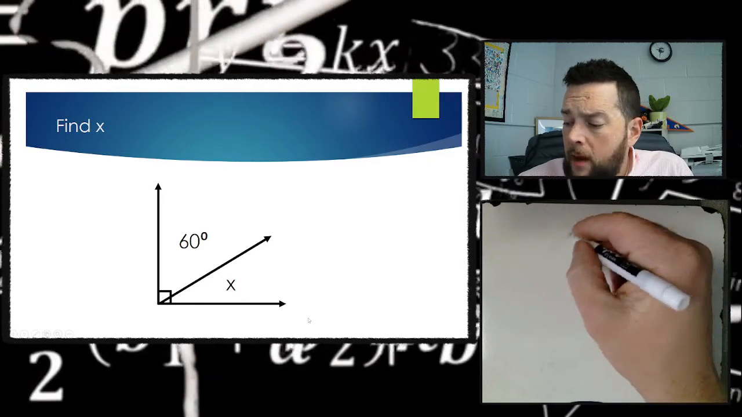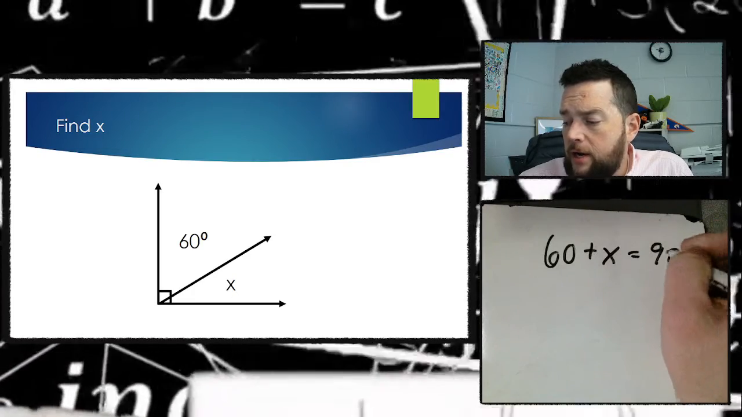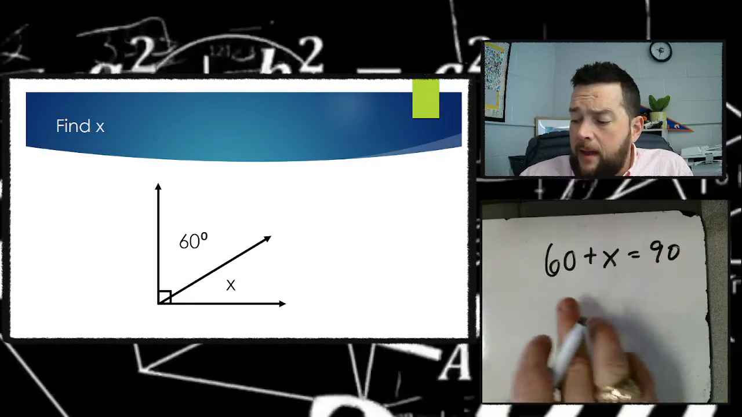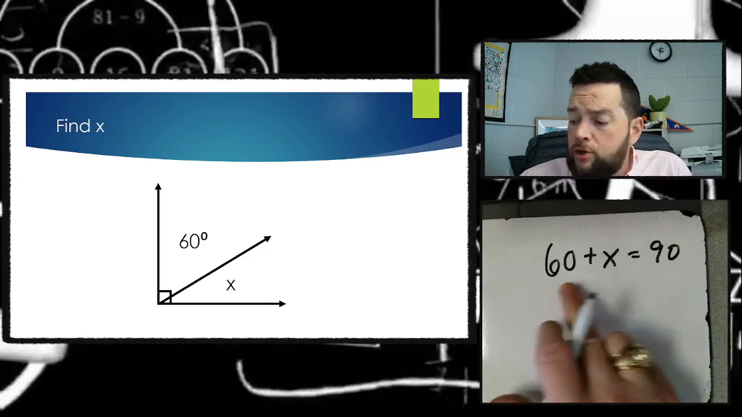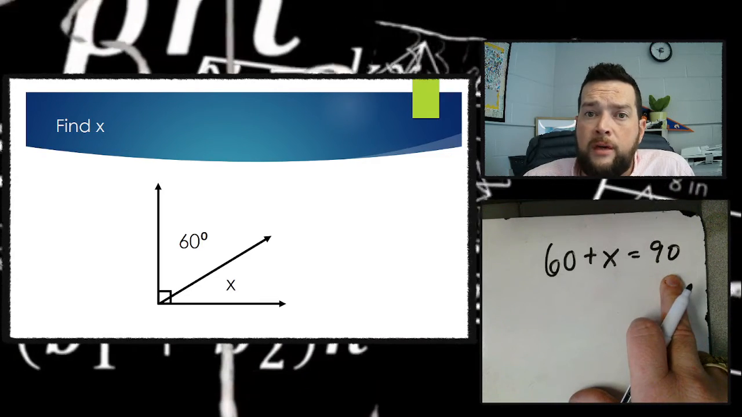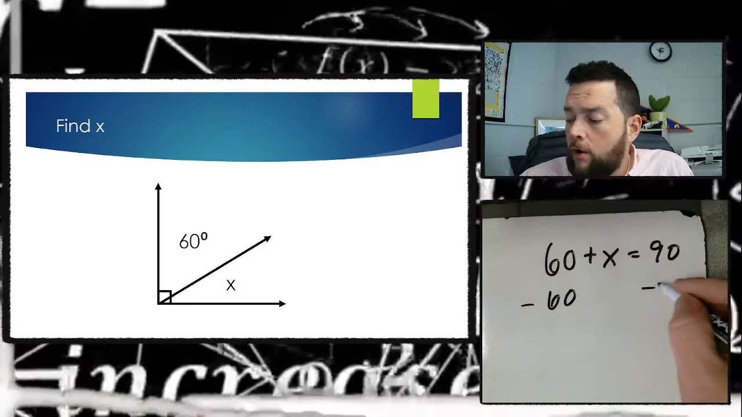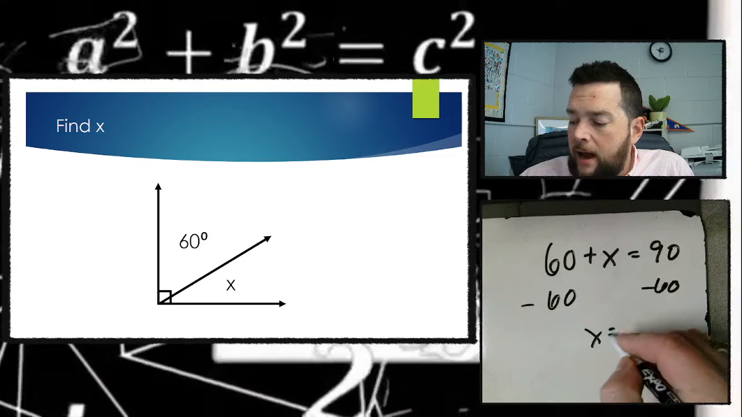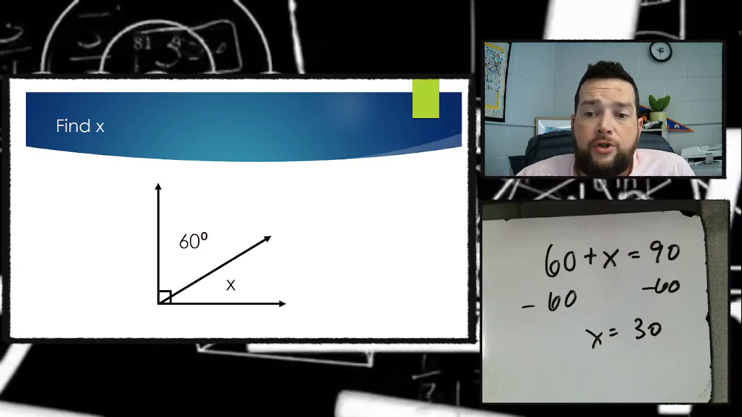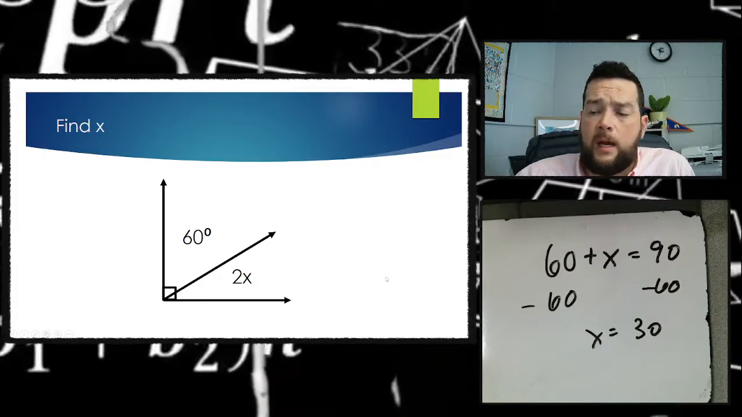So I could just start with the simple equation: 60 plus X equals 90 degrees. I got the 60 from one of the angle measures, and the X from the other, and together we know they add up to 90 degrees. Once I make my equation, I can solve it by undoing any math on the side with the variable. All right, try this one.